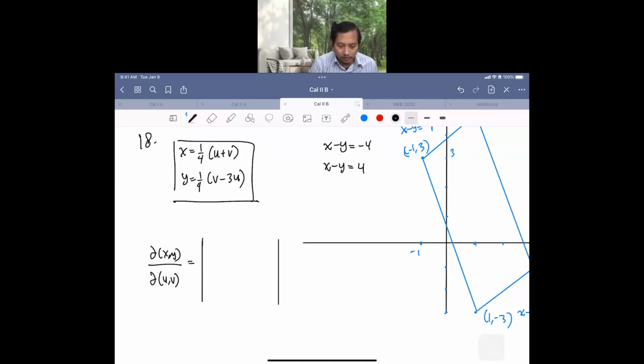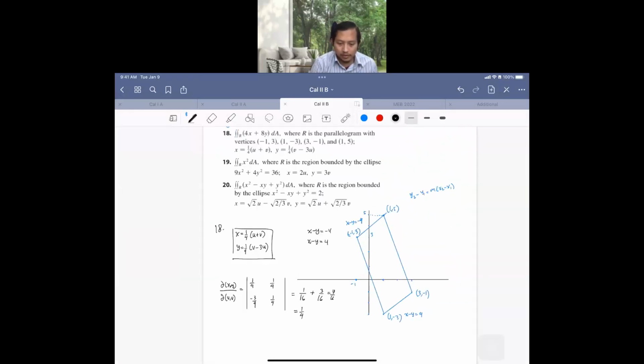So this will be 1 over 4, no problem. And this will be dou y, dou u, which will be negative 3 over 4. And this will be 1 over 4. So 1 over 16 plus 3 over 16, so this will be 4 over 16 or 1 over 4.